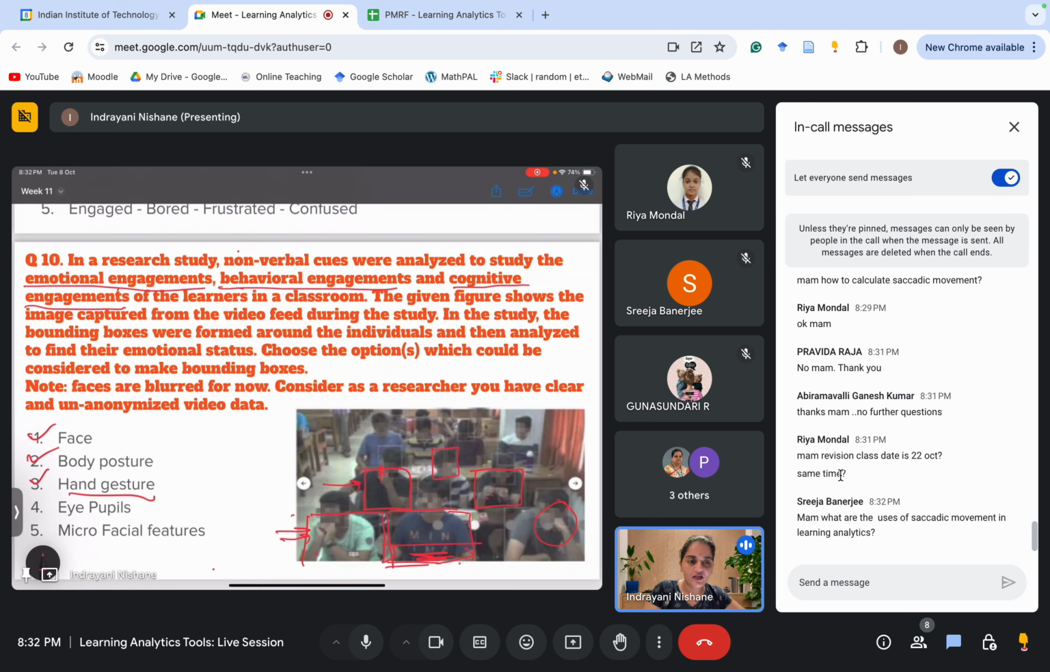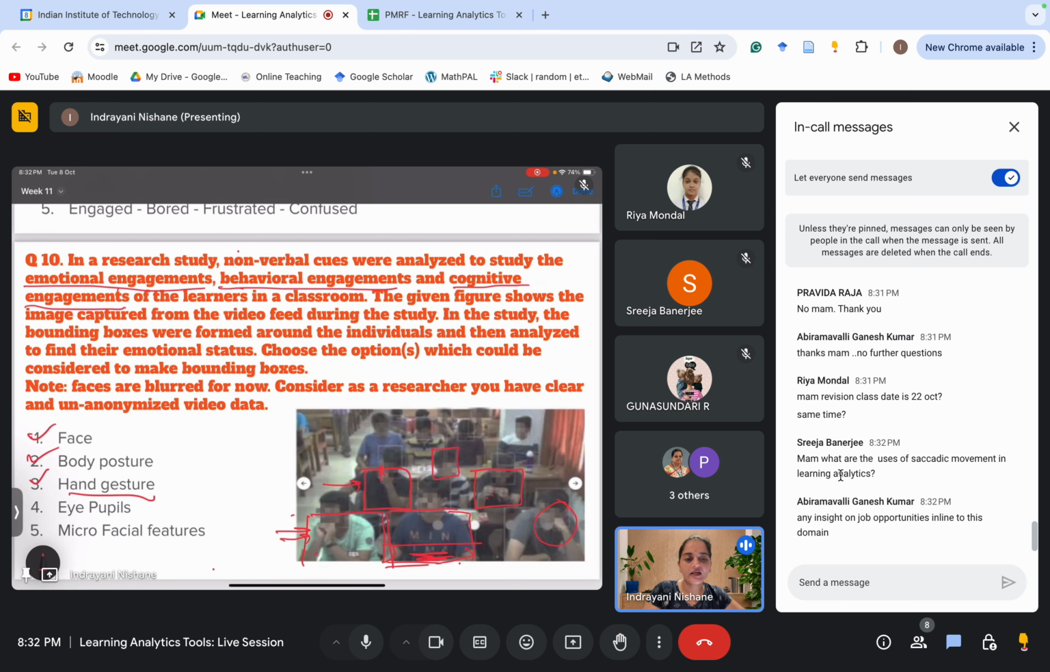In the same way, saccadic movements in learning: we do learning analytics to understand how learning is happening. When I am having continuous eye movement, consider this slide which is displayed in the meeting. You are joining from your laptop, so on your laptop there is a certain portion of the screen occupied by this material, the slide which I have shared. In that, you will try to read this question, so your eyes will move from left to right.